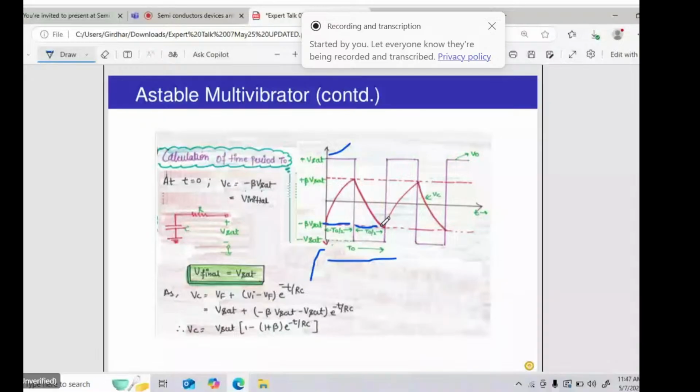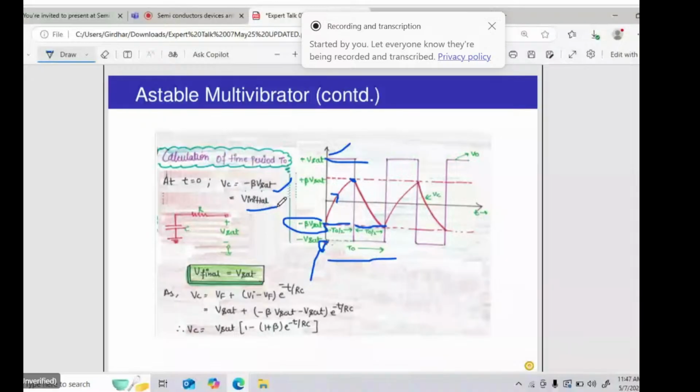When V naught is plus V set, it shows the charging of the capacitor to this voltage. So at t equal to 0, what is Vc? It is minus V set. This is the initial condition at t equal to 0 negative, and at t equal to 0 positive it is minus V set only. Why? Because the capacitor does not allow a sudden change of voltage. So Vc at 0 negative and 0 positive is minus beta V set.